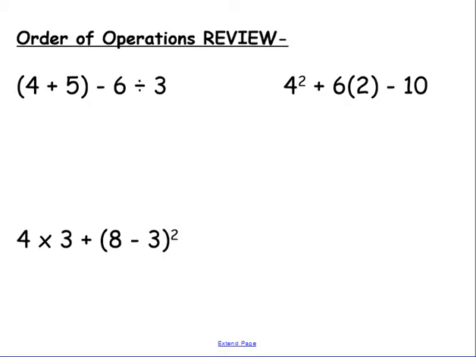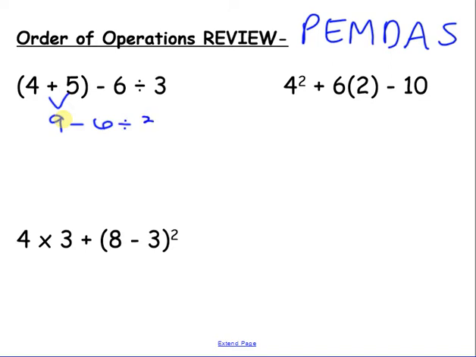Okay, a little order of operations review. I'm going to write our PEMDAS at the top. Alright, so here I have parentheses first, so 4 plus 5 is 9, and I'm going to rewrite the rest of the problem. I've done my parentheses. I don't have exponents, but I do have multiplication and division. I have division right here, which is 2. Rewrite the rest of the problem. 9 minus 2 is 7.